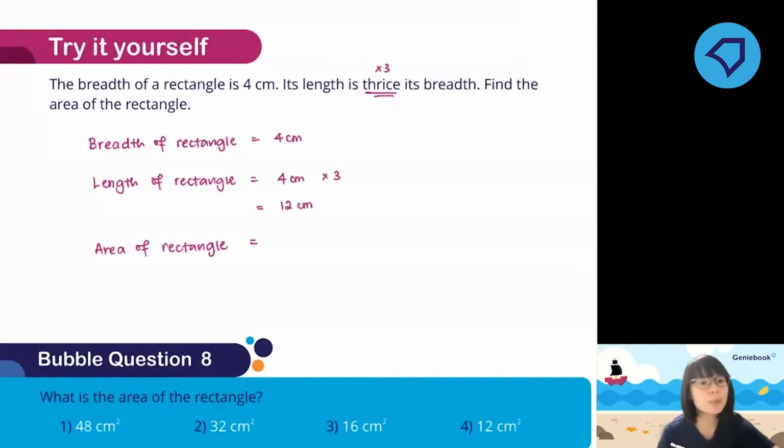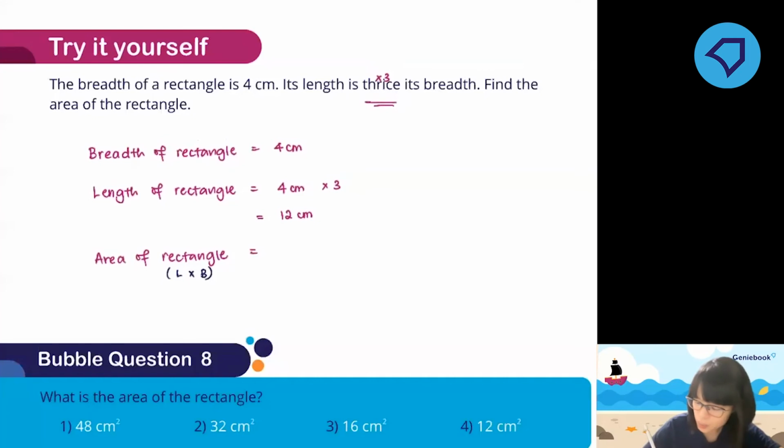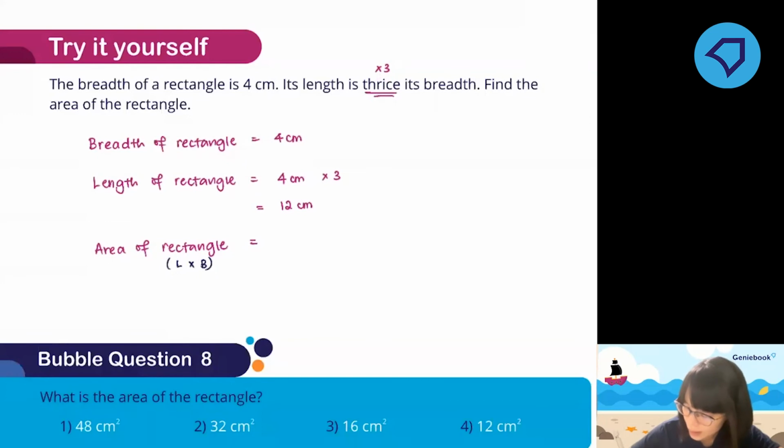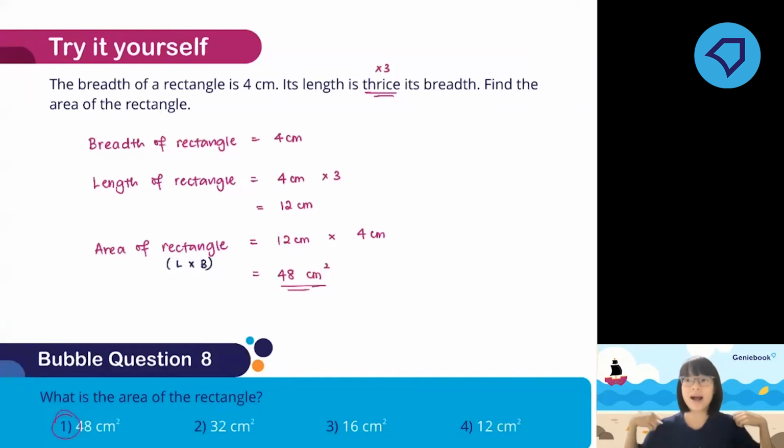Okay, and now we want to find the area of the rectangle. We know that the area of a rectangle is just length times breadth, correct? So we've already found out that the length is 12 cm, and the breadth is 4 cm over here. So length times breadth, 12 times 4 is equal to 48. And then cm multiplied by cm is equal to cm squared. So the answer would be option number 1, right? Option number 1 over here. So well done, guys. Excellent job.